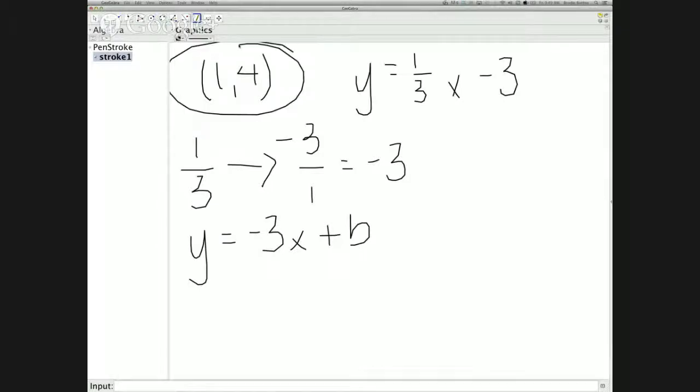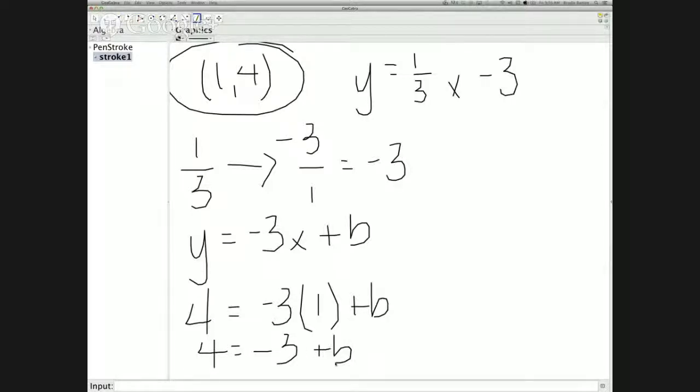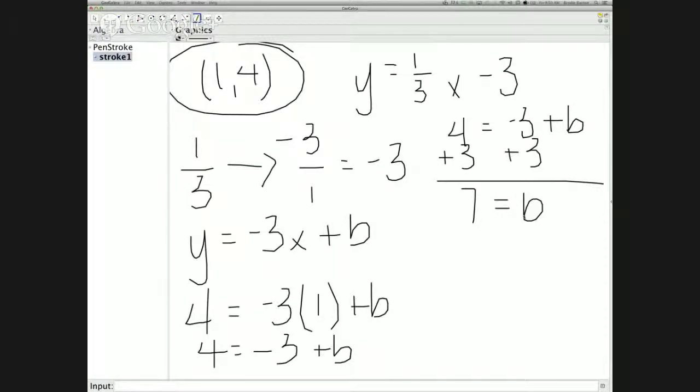I'm going to take my point I wanted to go through and plug it in. X is 1, y is 4. So plug in 4 for y and 1 for x. -3 times 1 is -3. All right, I'm going to bring this up here. Add 3 to both sides. So b equals 7. But we're not done.